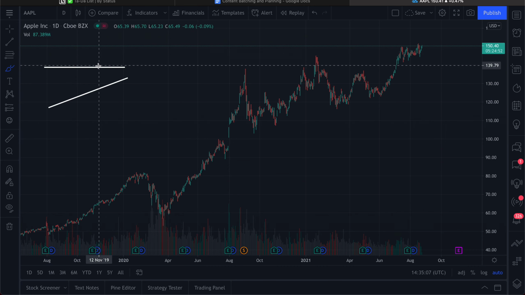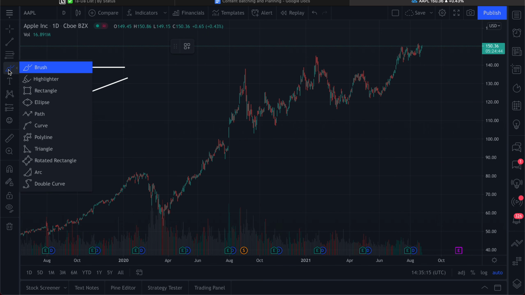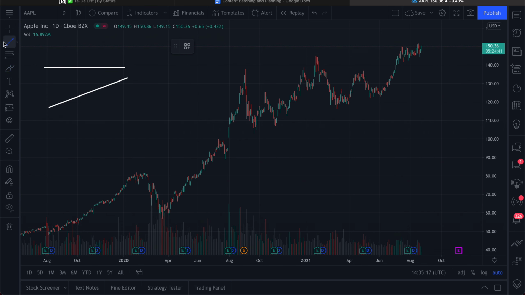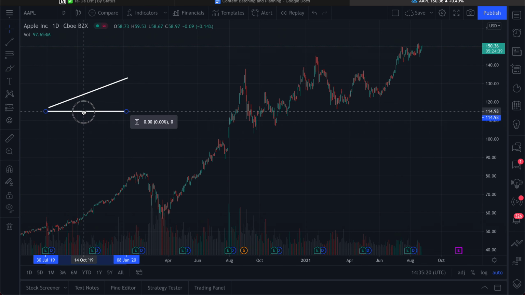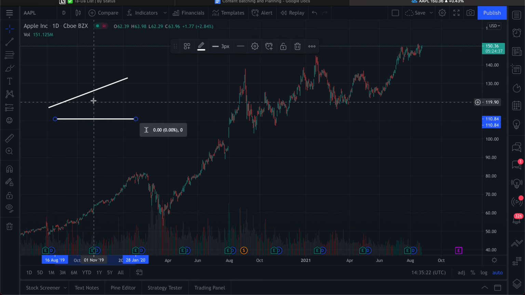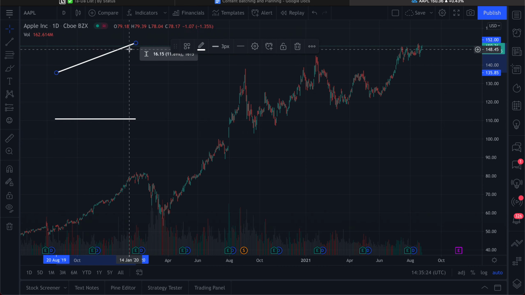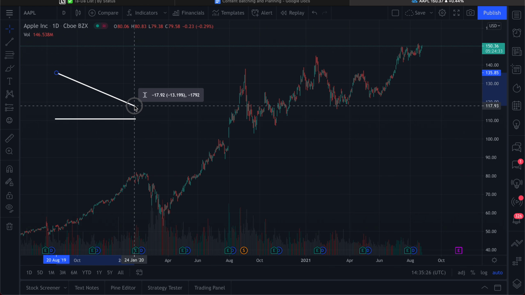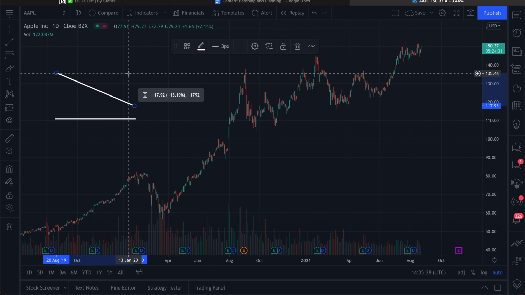Now again, let's get rid of this and let's do it in reverse. Oops, my drawing tool is still on. What is a descending triangle pattern? So a descending triangle pattern is when we have a solid bottom, and then what happens is we have the highs getting lower. So this is the opposite of an ascending triangle pattern.